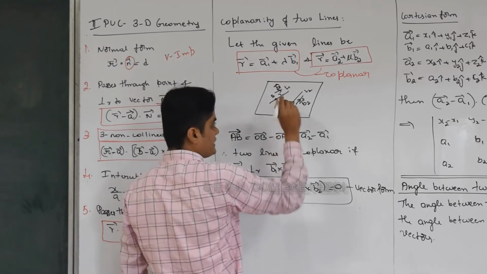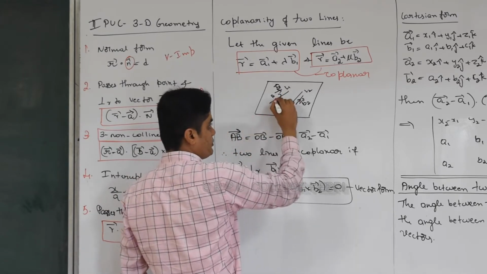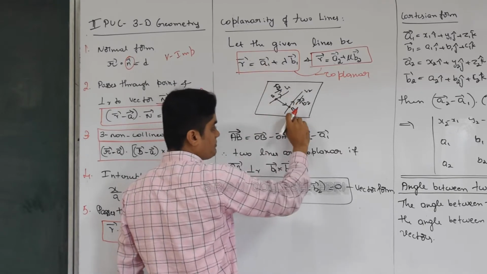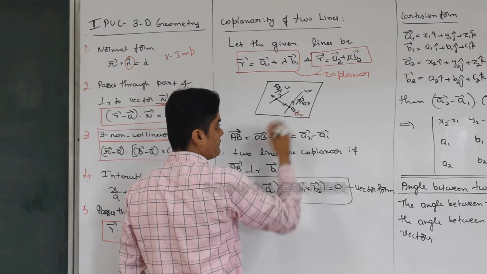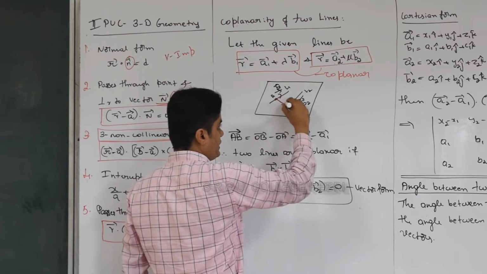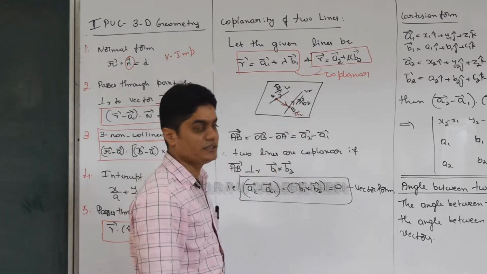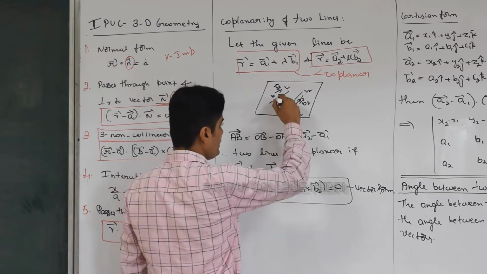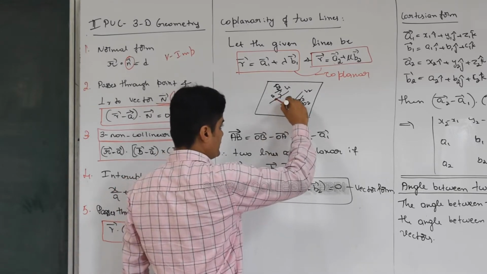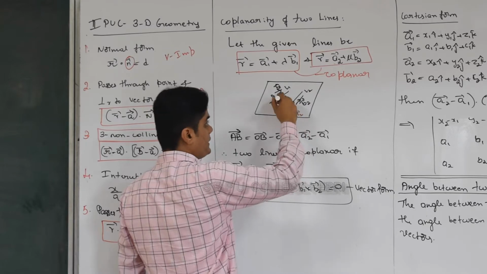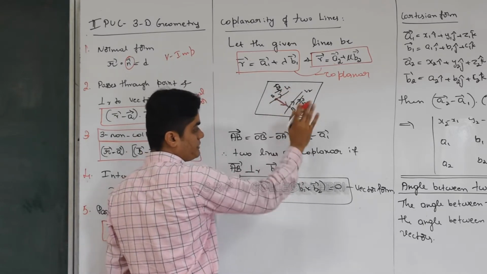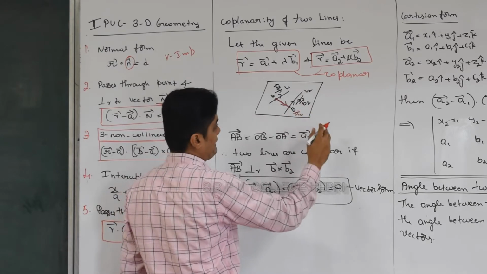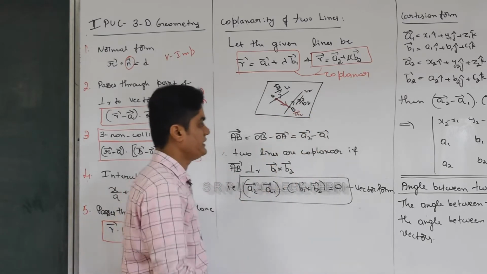So observe this diagram carefully. This is a point A with the position vector A1. This is a point B on the line L2 with the position vector A2. Join them and you will get a vector AB. Now observe this carefully. This vector must be perpendicular to B1 cross B2. Remember, B1 and B2 are not parallel. They are vectors which are present in the plane.